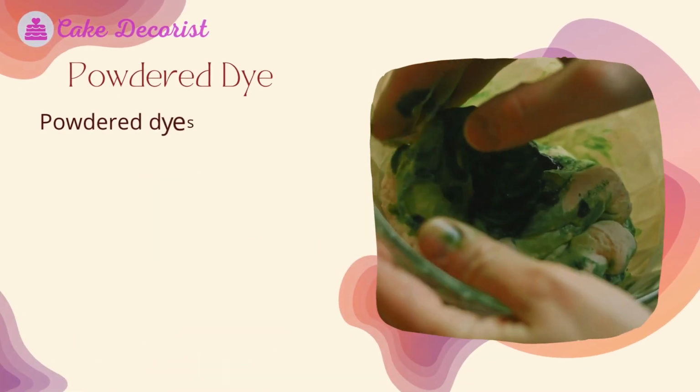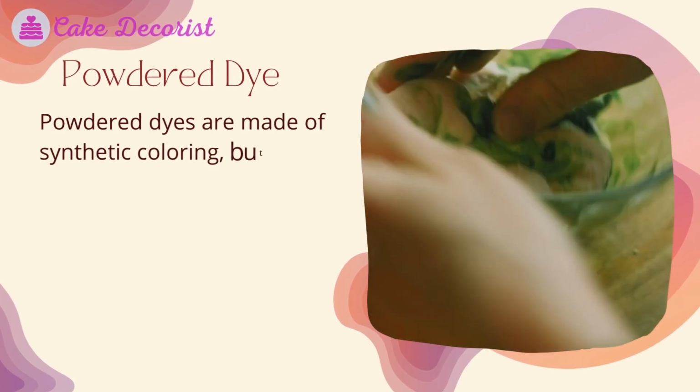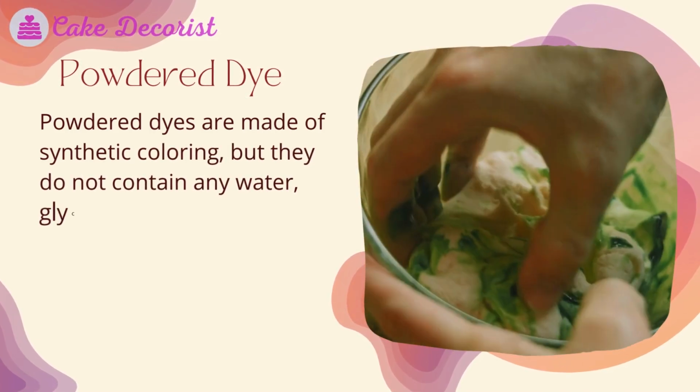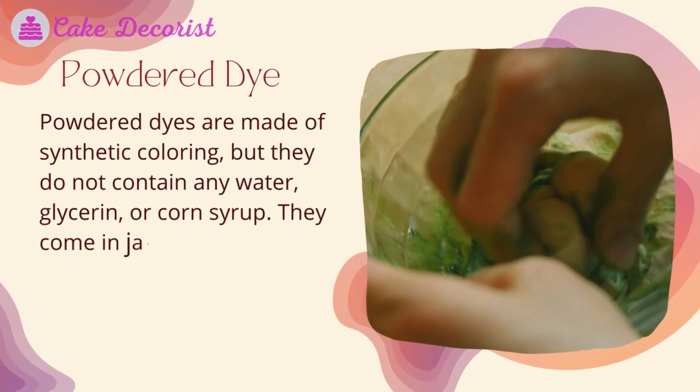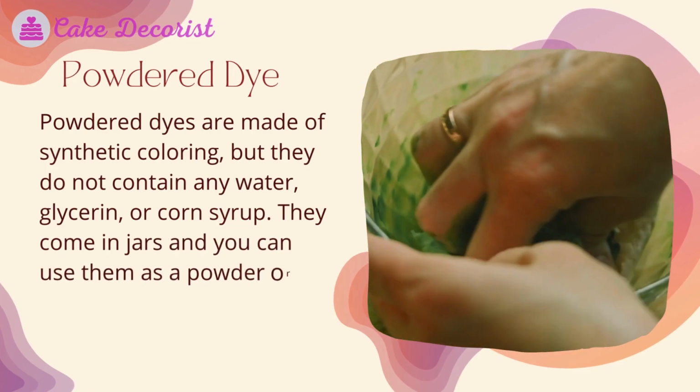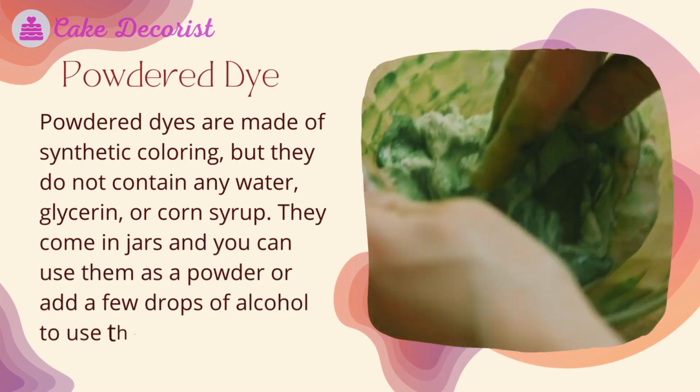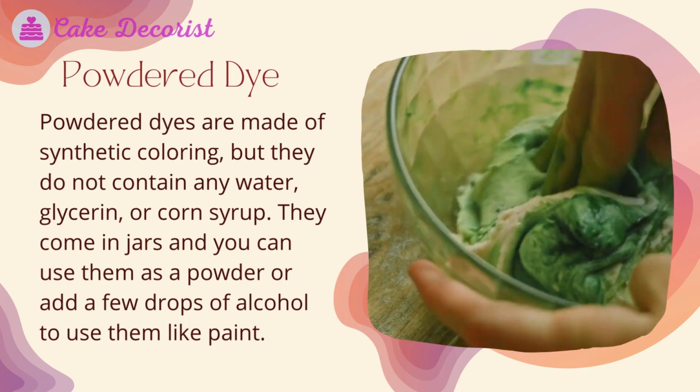Powdered dye. Powdered dyes are made of synthetic coloring, but they do not contain any water, glycerin, or corn syrup. They come in jars and you can use them as a powder or add a few drops of alcohol to use them like paint. What you need in making this recipe.